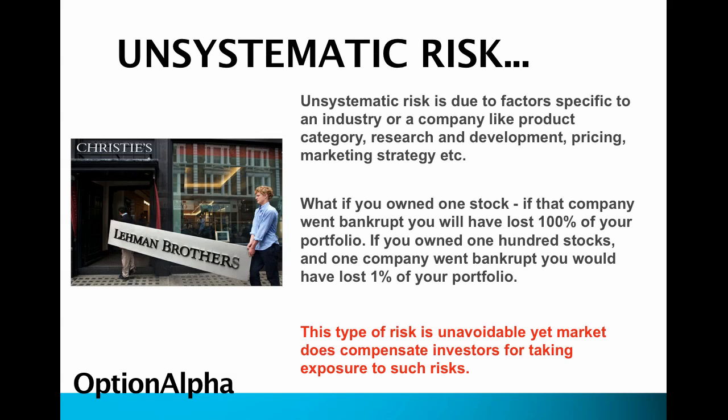Now we have unsystematic risk. Now unsystematic risk is due to factors specific to an industry or a company, like product category, research and development, pricing, and marketing strategy. So if you owned one stock and if that company went bankrupt, you'd lose 100% of your portfolio, right? But what if you owned 100 stocks and that one company still went bankrupt? You would only have lost 1% of your portfolio. So you can see that this type of risk is completely avoidable, not unavoidable. Yet the market does compensate investors for taking such exposure.